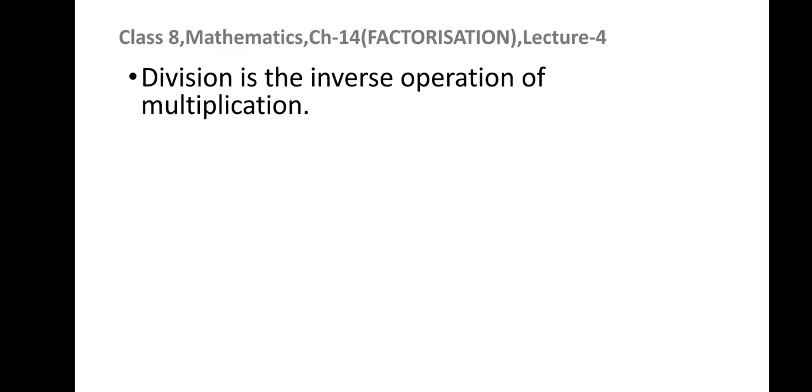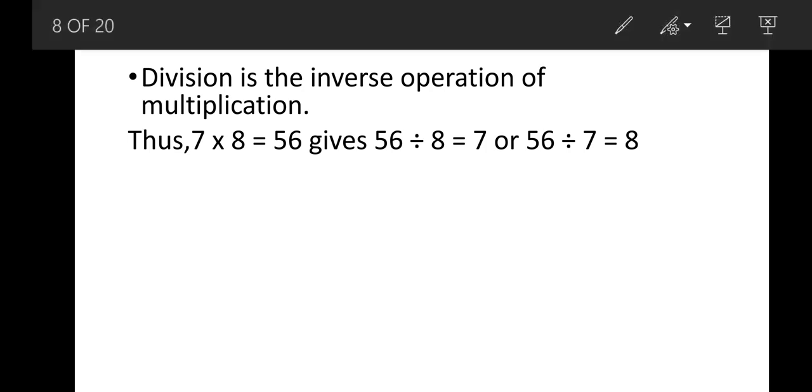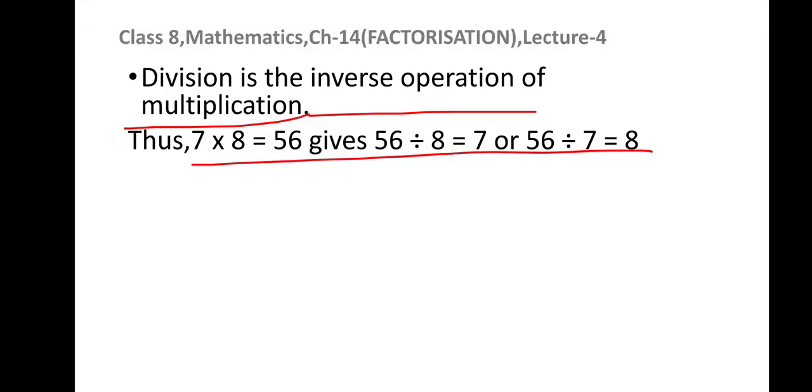We have learned how to add and subtract the algebraic expressions. We have learned how to multiply those two expressions. Now, let us look at the concept of division of algebraic expressions. And division is the inverse operation of multiplication. For example, 7 into 8 gives 56. And if I will be dividing 56 by 8, I will be getting 7. Or if I will be dividing 56 by 7, I will be getting the answer as 8. So we can say that division is the inverse operation of multiplication. From this example, you can understand it.